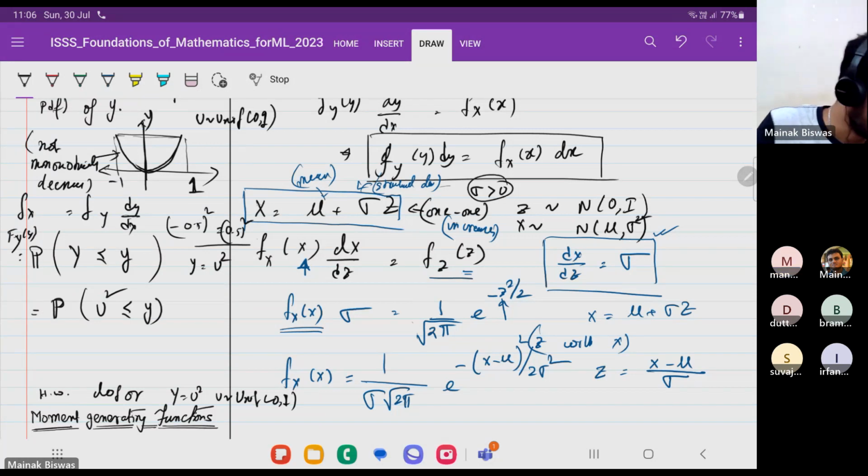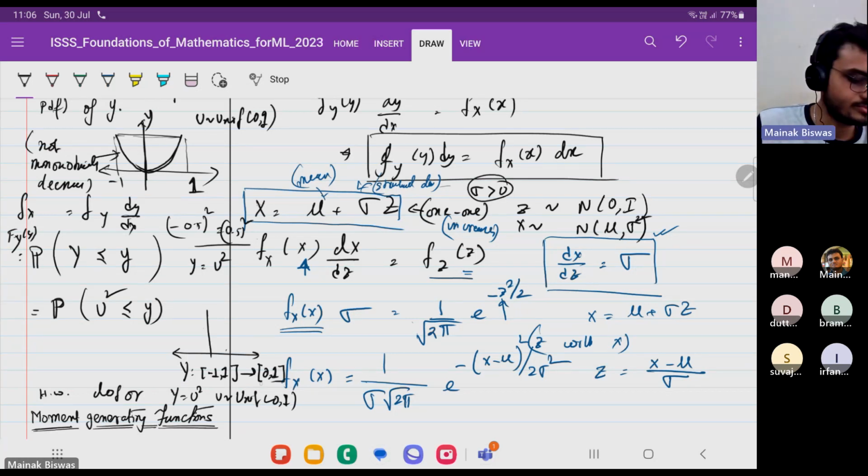Yes. If I write u squared less than or equal to y, for what values of u will I get u squared less than or equal to y? Say your y is mapping from minus 1 and 1 to what? What is it mapping between? 0 and 1? Yes or no? It is a squared function.